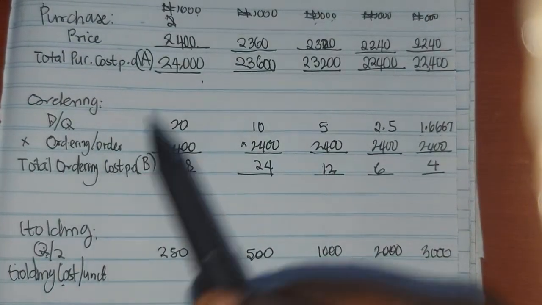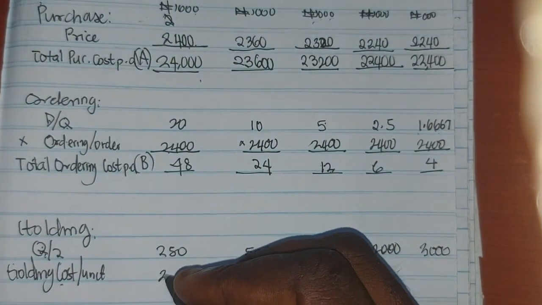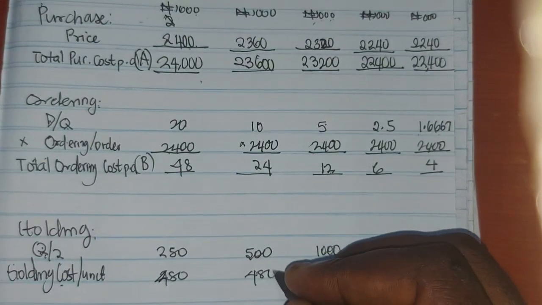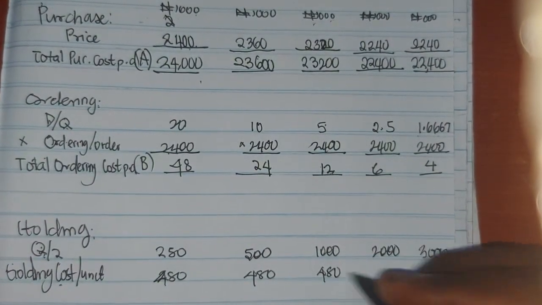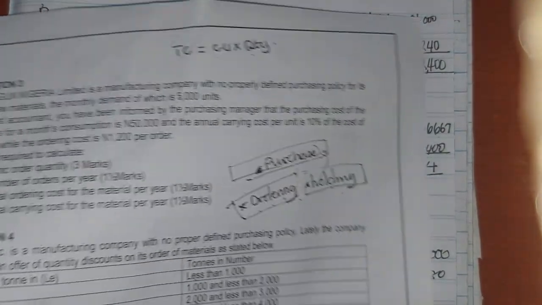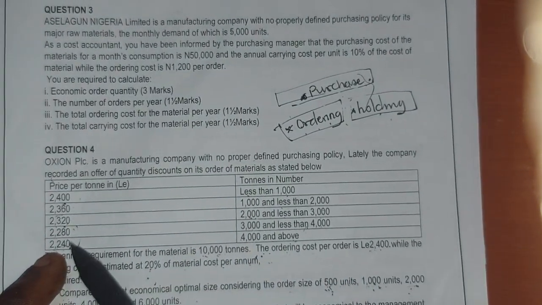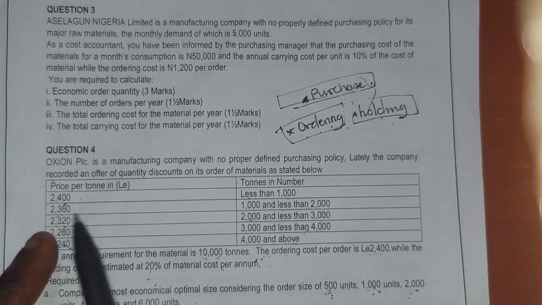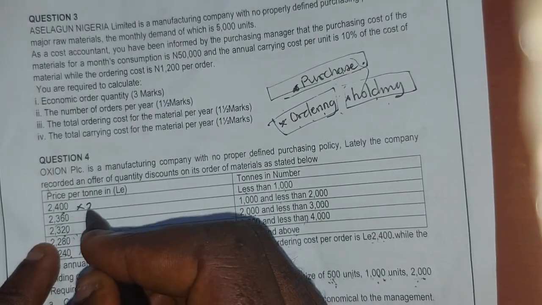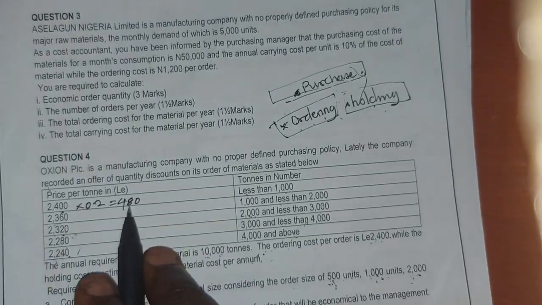So what is 20% of 24? 20% of 24 is 4.8. And to be constant, 4.8. How do I get my 4.8? My 24, this is the price. That's the first price. So all these ones are discounted prices. So you don't use the discounted prices, you make use of the first price. So when you take 20% of this, that is 0.2. It's going to give you 4.8. And that is the holding cost.